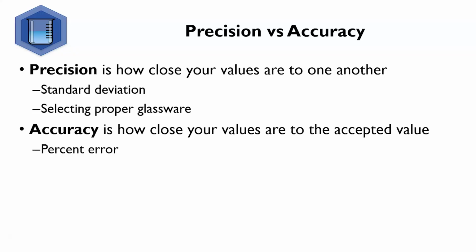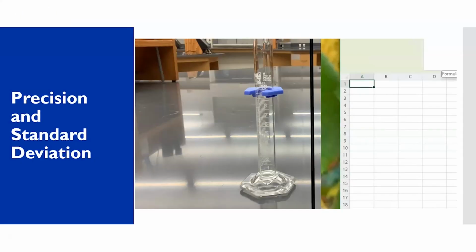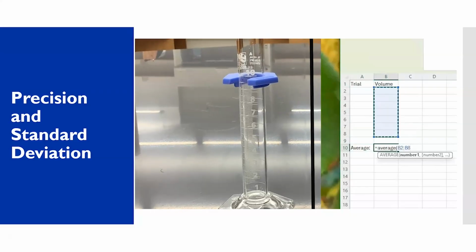Accuracy tells us how close our values are to the accepted value. Percent error is a great example as it compares the accepted value to your experimental value. So if I have a low percent error, that tells me that my experimental values were close to the accepted value. Let's look at precision a bit.